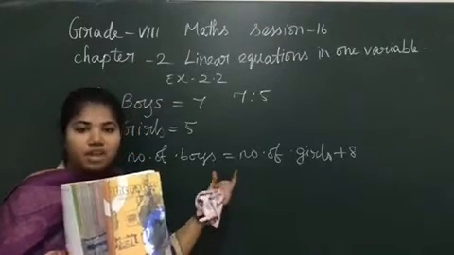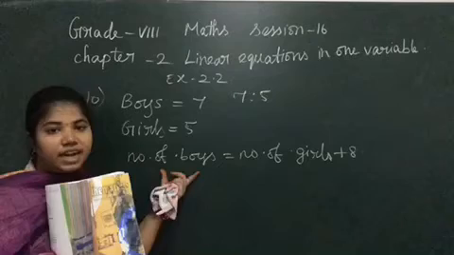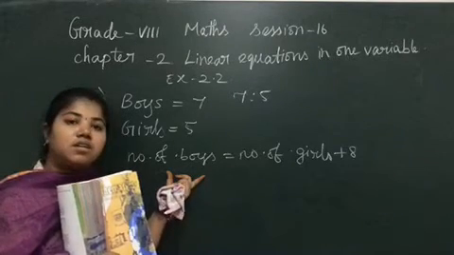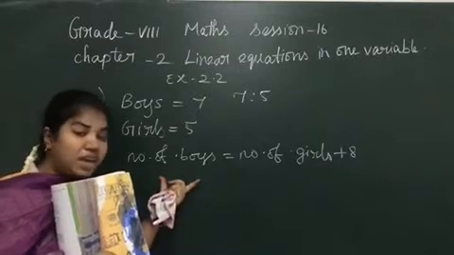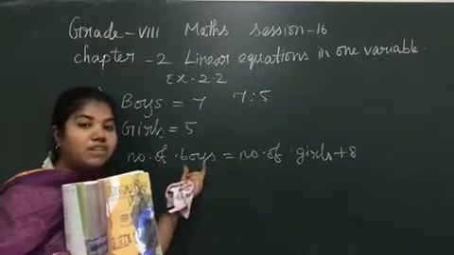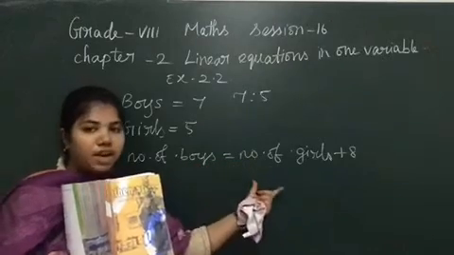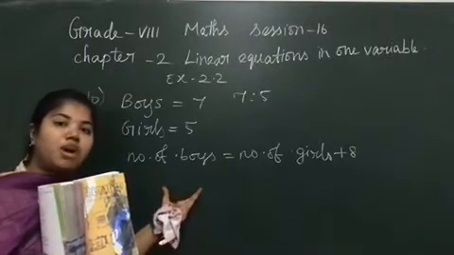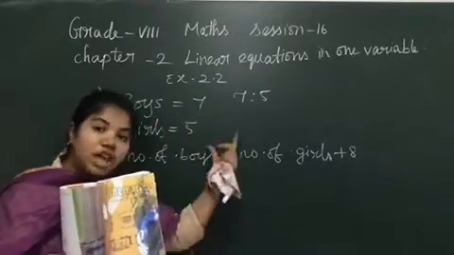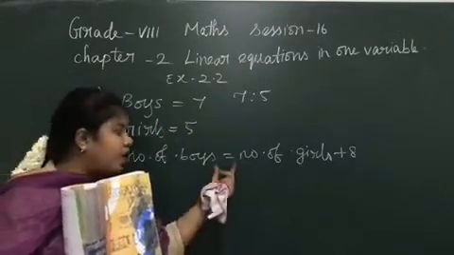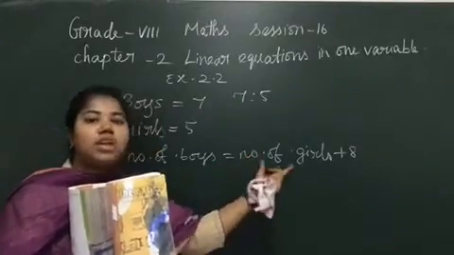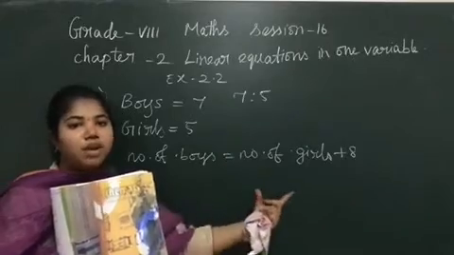Then only I can put the equal to symbol. Yes or no? For example, the number of boys is already like 7. 7 plus 8 is 15. So already there are 15 boys here. If I add 8 to the number of boys, the boys' strength will keep increasing. But they have given 8 more than the number of girls only. So I have to write the equal to symbol and add 8 to girls so that the number of boys and the number of girls will be equal.